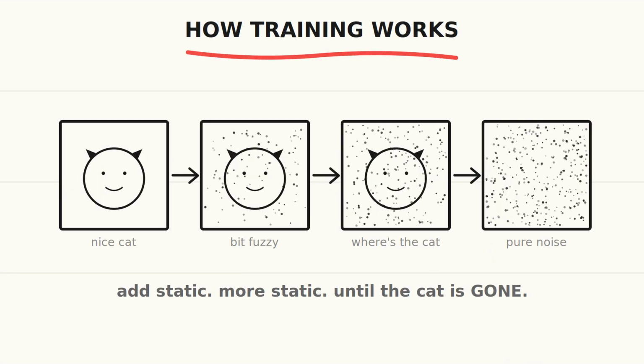Here's how training works. Take a real photo, say, a cat. Add a little bit of random static to it, like old TV fuzz. Now add a bit more, and more. Keep going until the cat is completely gone, and you're left with pure, meaningless noise. Congratulations, you've ruined a perfectly good cat photo.